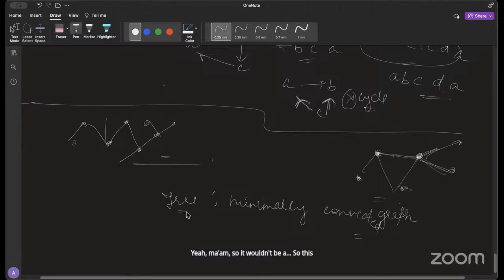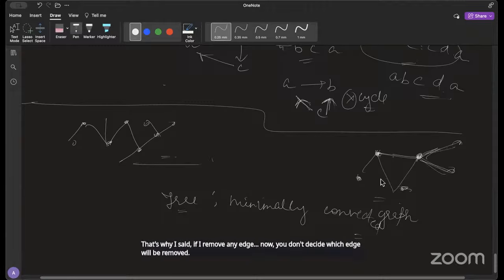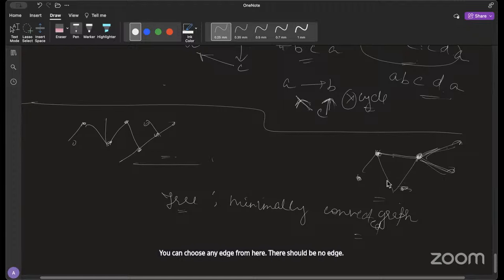What we mean by a tree is, that's why I said, if I remove any edge, now you don't decide which edge will be removed. You can choose any edge from here. There should be no edge which I'll then remove, and the graph will become disconnected. So removing any edge means any edge, not just this one. If removing any edge results in a connected graph, then it's not a tree. Is that okay?